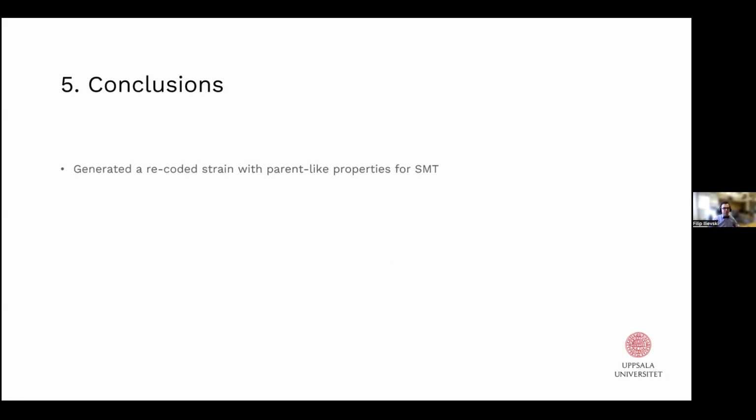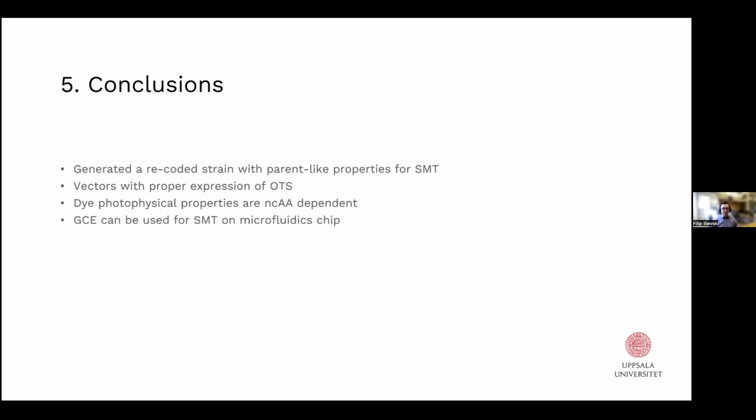With this, I would like to conclude that we have generated a recoded strain with parent-like properties for single molecule tracking, which is very attractive for the imaging community. We have vectors, or one of the vectors, for proper expression of this orthogonal translation system. One very important take-home message is to choose your chemical entities very carefully, because the photophysical properties depend quite a lot on each other. We can use genetic code expansion to track molecules on a microfluidics chip. We have a robust experimental platform that can be used for testing antibiotics for people in research. And we can label and track EFG; we're just working our way around it with this new setup.